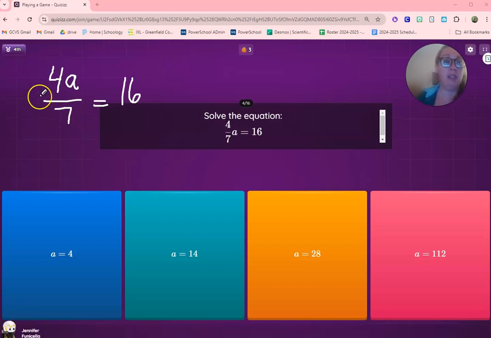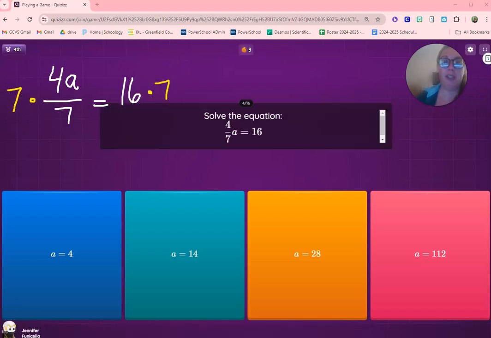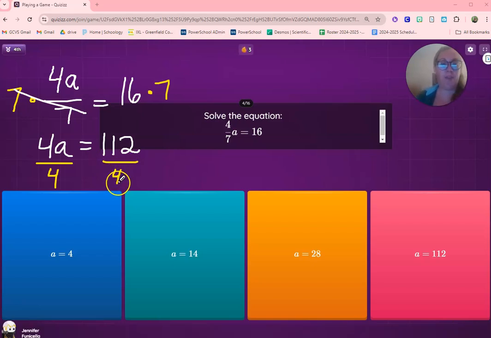So I would do it this way, and first I would multiply by 7, doing the opposite of that divided by 7, and I would get 4a equals, let's see, what is 16 times 7? 112. And then I would divide both sides by 4, and we have 112 divided by 4 gets us 28.